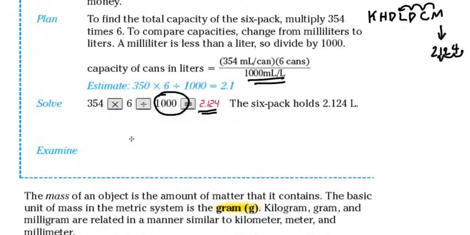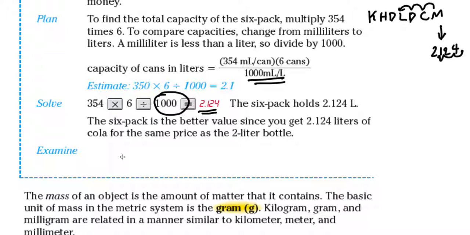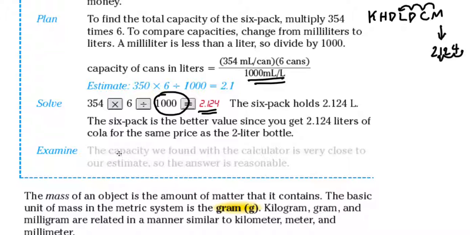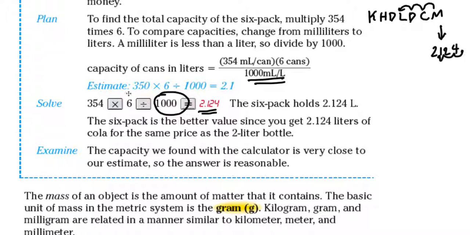2.124 liters of soda. And if they have the same price, then that means the 2-liter will not be a better buy. So you're better off with the 6-pack, okay, which will have 2.124 liters of cola. Okay, the capacity we found with the calculator is very close to our estimate, so our answer is reasonable, basically.